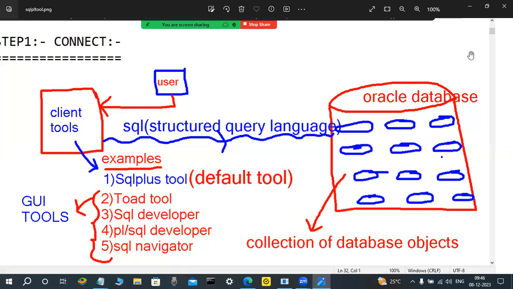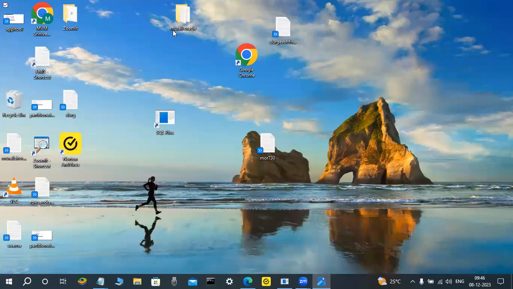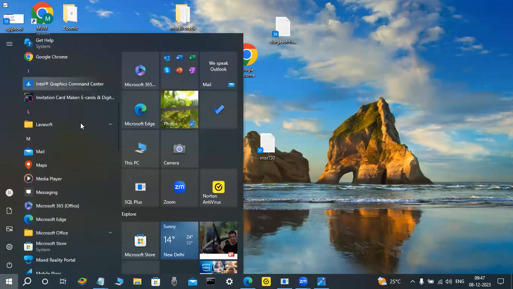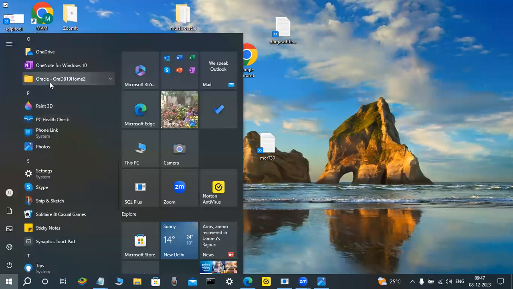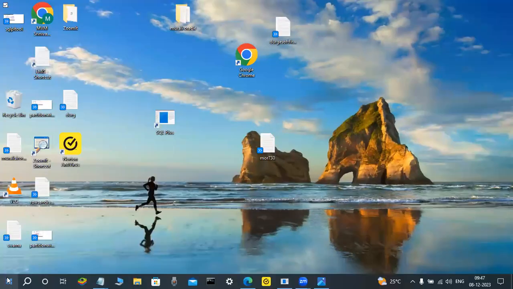Okay, now observe the screen. Check it out, concentrate here. Slowly observe it. Suppose I'm installing Oracle software. Whenever I install Oracle software, automatically, observe here, Oracle ORADB 19 something appears. In the future, when you install it, that will be generated automatically.